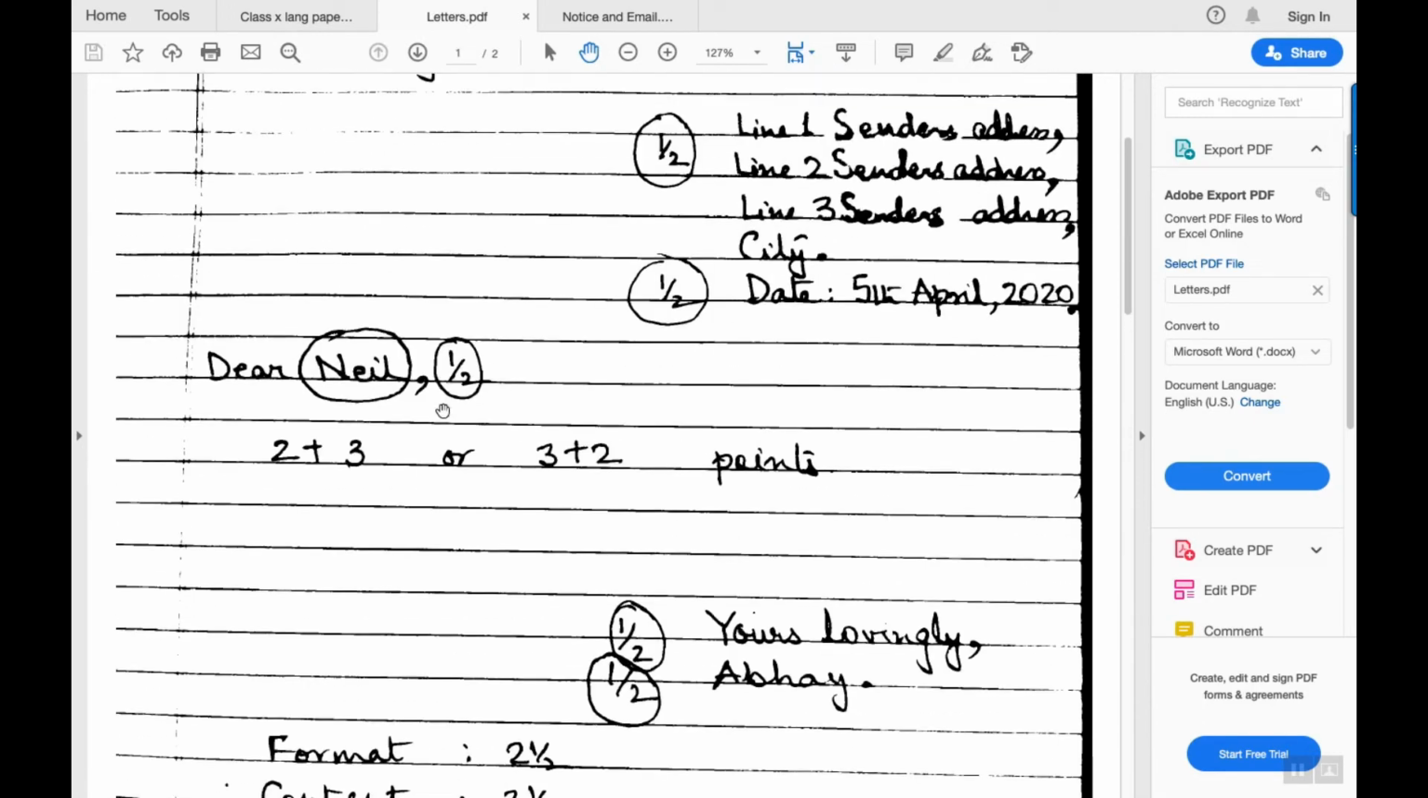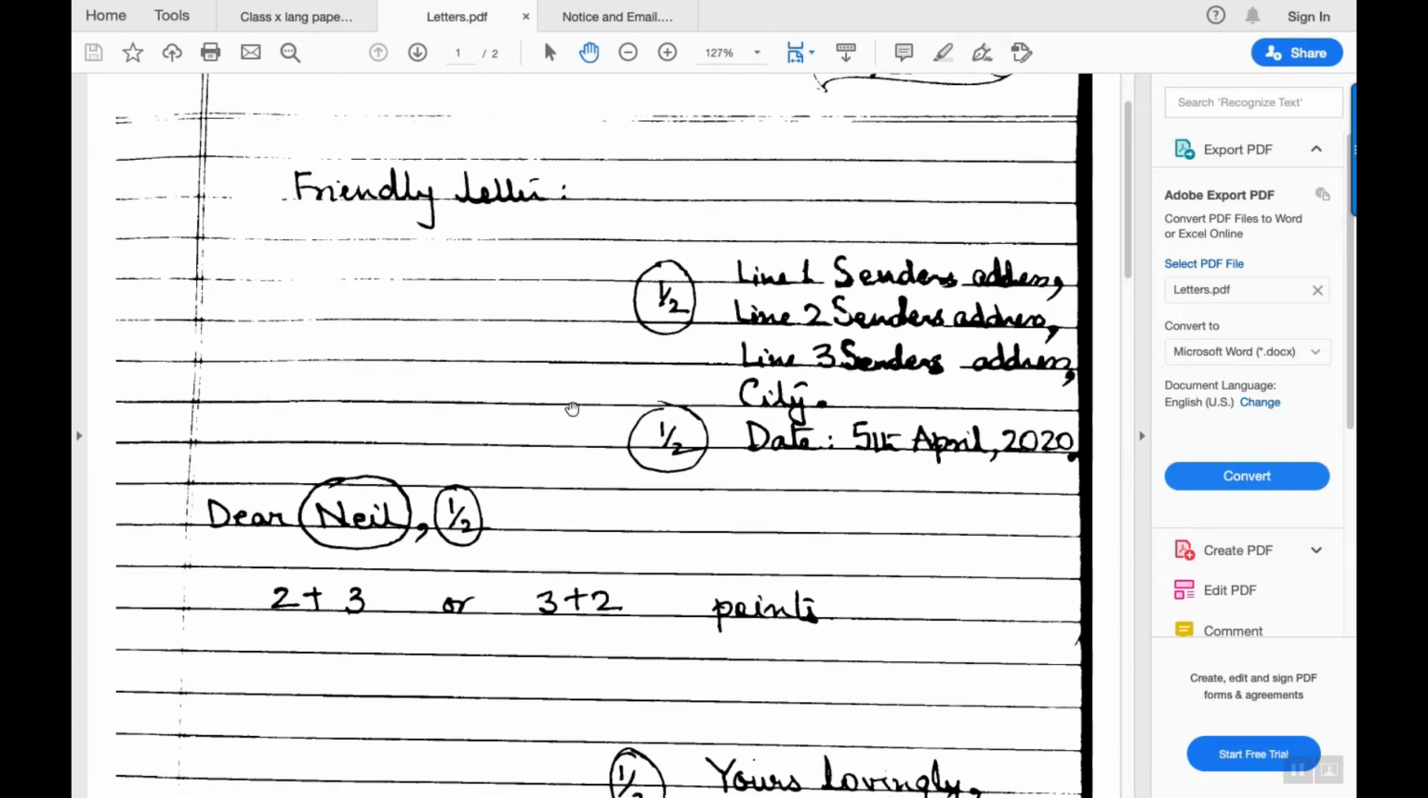Coming to the informal letter format. Once again, sender's line 1 of sender's address, that is your address. Line 2, sender's address. Line 3, sender's address and city. This is of half mark. Any comma missing, any error, this half mark is gone.